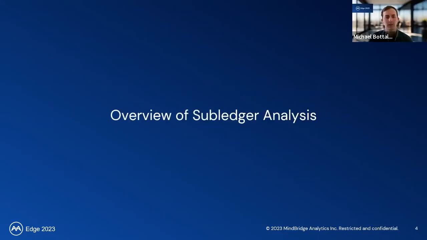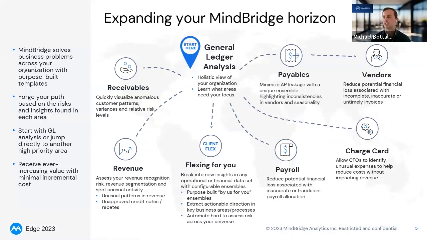So first, let's start with an overview of our subledger analysis. This is just the expanding MindBridge horizon. As you can see here, we've got our general ledger analysis as our core offering, or has been our core offering. However, MindBridge has continued to expand into different areas to give a more holistic view of how these transactions are affecting the general ledger, and to get more pointed in terms of the detail that's provided within these subledgers. So some of the key subledgers that we're working with today are payroll, payables, charge cards, revenue, and receivables.